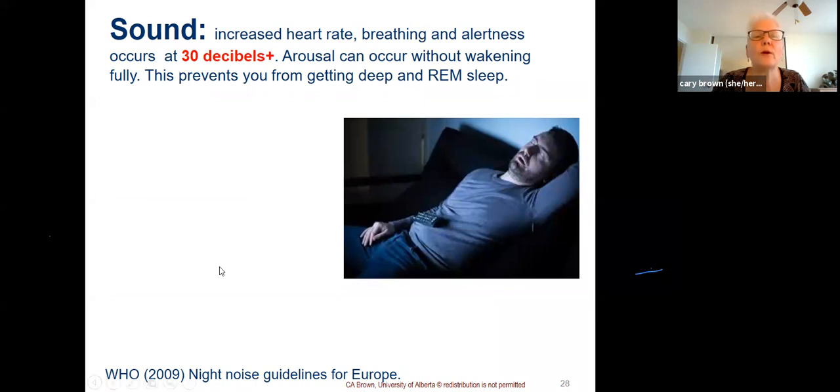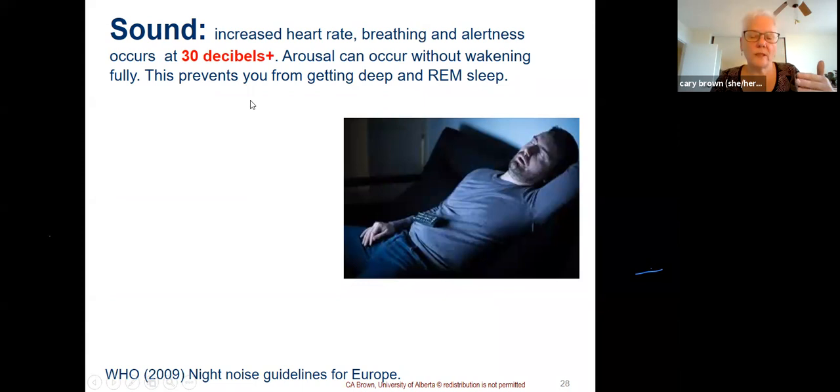So I mentioned this before. When sound gets above 30 decibels, which is about very quiet speaking, what I'm doing now, you might not even be able to hear me. That's a little bit more than 30 actually. So 30 decibels, it doesn't take much to get there.